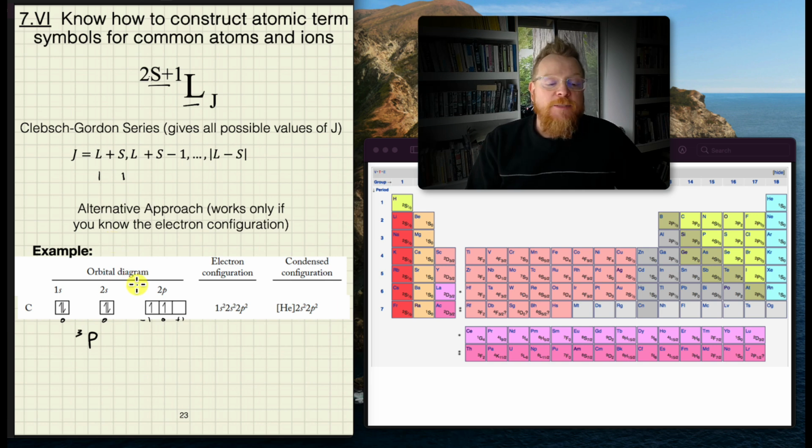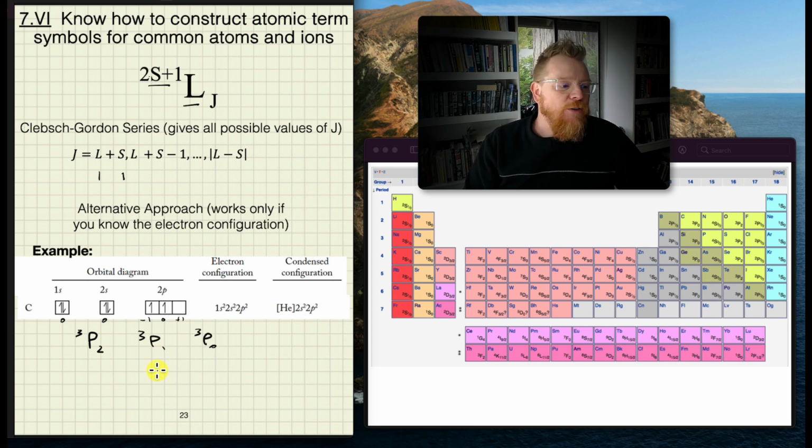So I'm going to get this possibility of 3P2. I'm going to get a possibility of 3P1, and I'm going to get a possibility of 3P0. Let me keep that 3 closer to that P. So lo and behold, we get 3 possibilities for a triplet state.